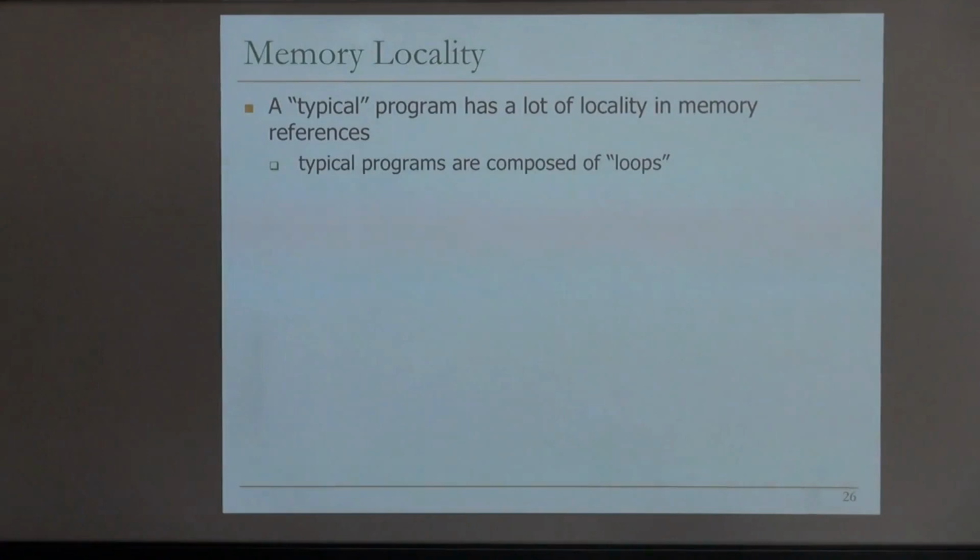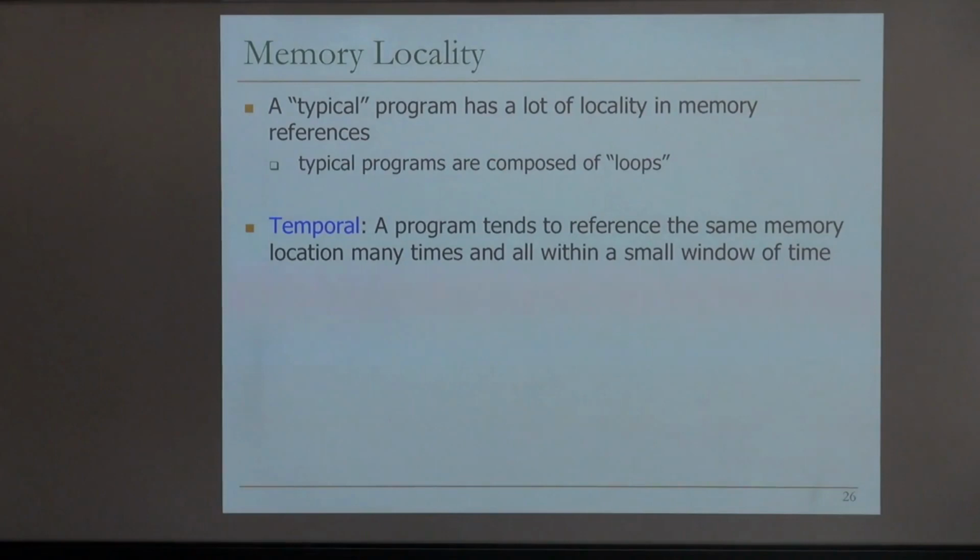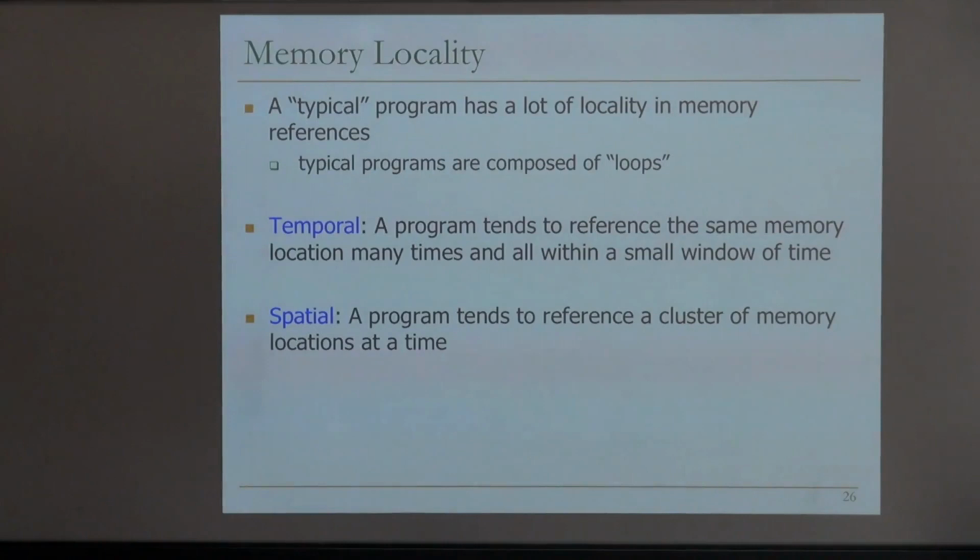So how does this translate to programs? Basically, a typical program has a lot of locality in memory references because it's composed of loops. Temporal locality means a program tends to reference the same memory location many times, and this all happens within a small window of time. That's the temporal aspect. The spatial aspect is that a program tends to reference a cluster of memory locations at a time, consecutive, around each other. That's the spatial.